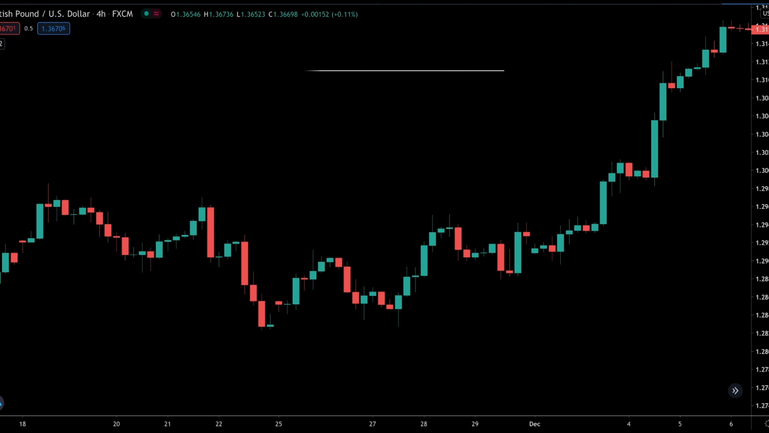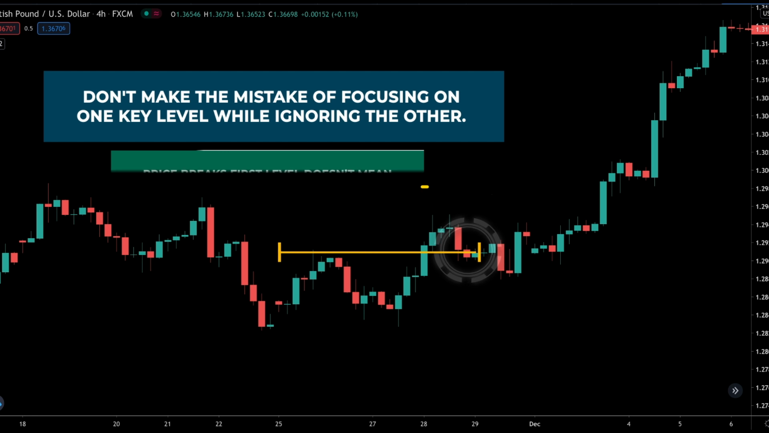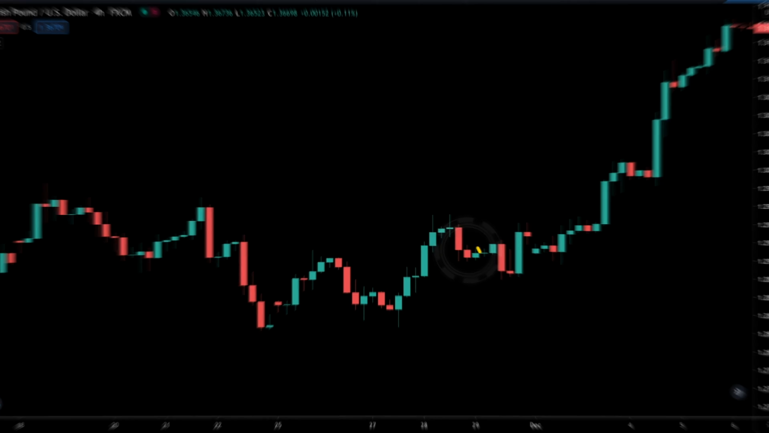Now again, don't make the mistake of focusing on one key level while ignoring the other. Just because price breaks the first key level over here does not necessarily mean that the market is immediately bearish and ready to break past the second key level. You have to consider both key levels and watch for a reaction.